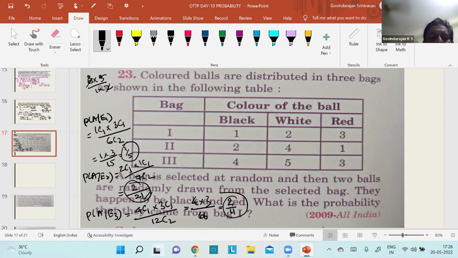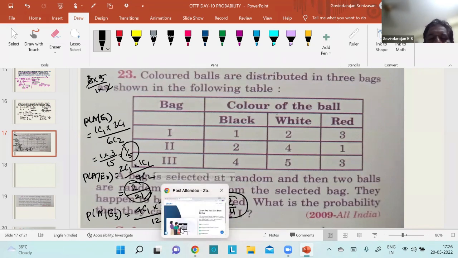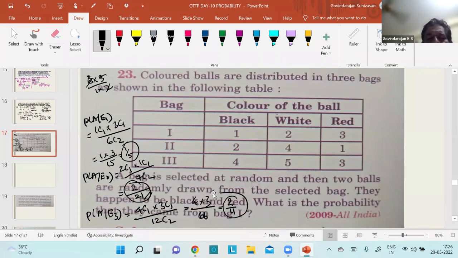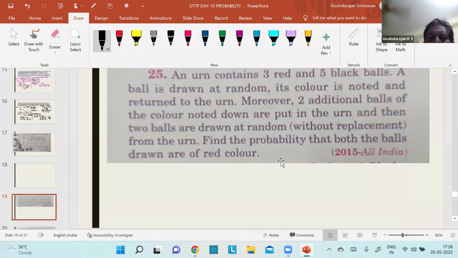So this question should be taught to the children, because in the textbook only one ball is drawn, and you can do that question very easily. But here, since 2 balls are drawn, they have to use combinations. Otherwise it will go wrong.